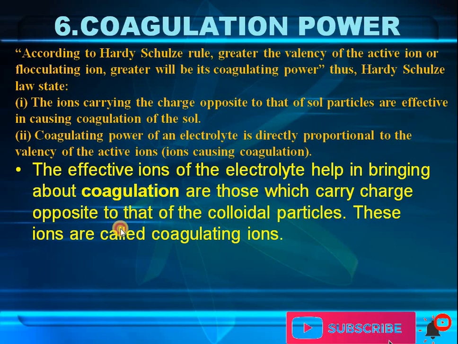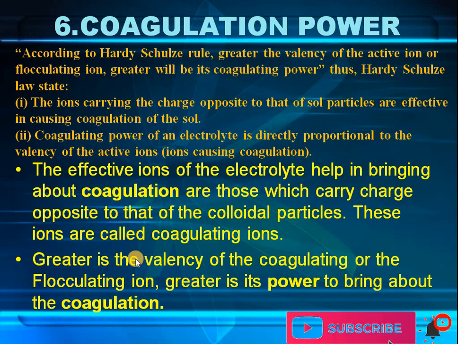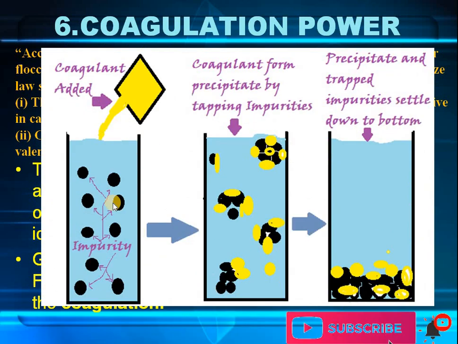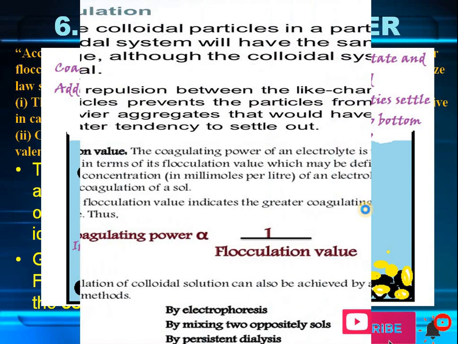These ions are called coagulating ions. So greater is the valency of the coagulating ion, greater is the power to bring about the coagulation. So this is what happens. We have impurities, we add coagulant. The more coagulant, the more easily the impurities are removed, and the precipitate traps and settles at the bottom, and we get a purified solution.